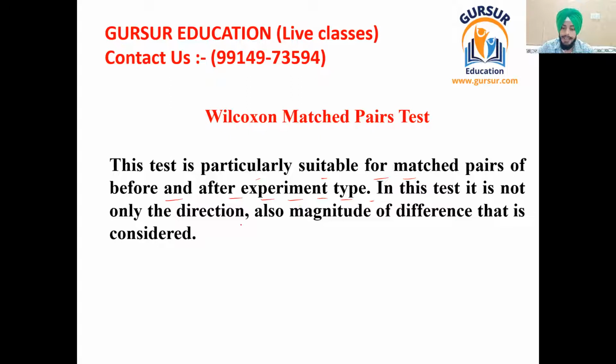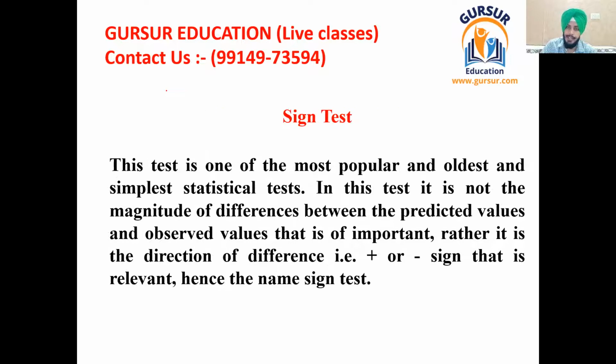In this test, not only the direction but the magnitude of difference is also considered: how much sample 1 is better than sample 2. This is also a comparison in the Wilcoxon matched pair test. So this was something about the Wilcoxon matched pair test formula. You need not go through it, but you have to understand why this specific test is applied.